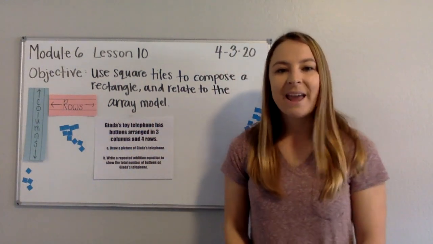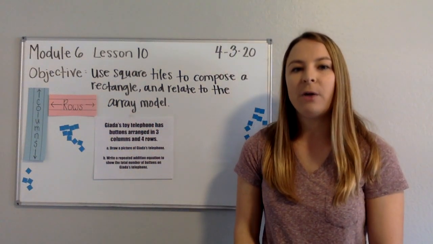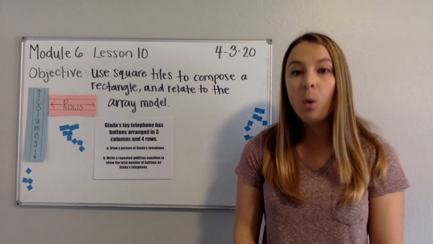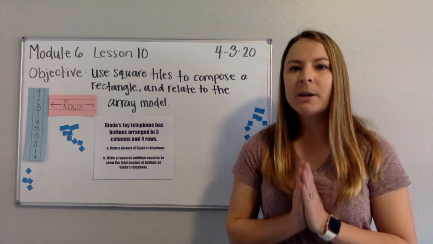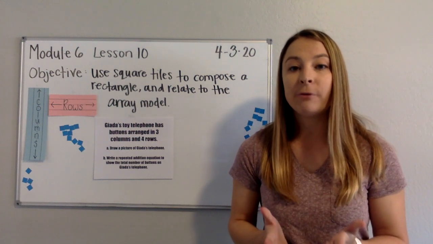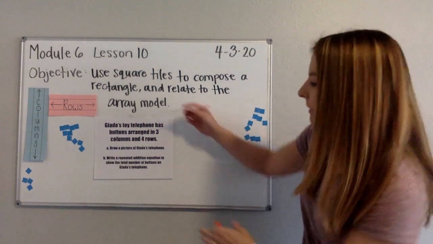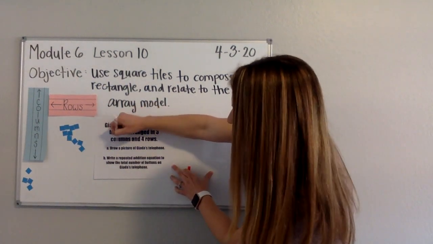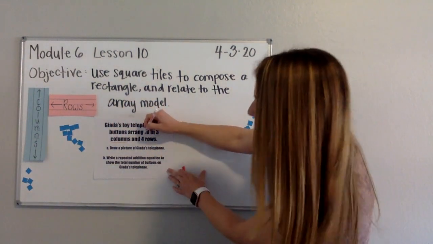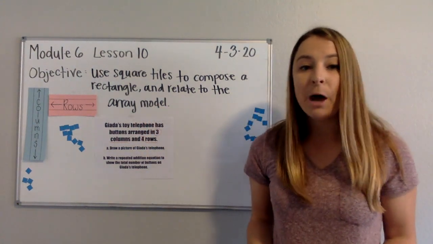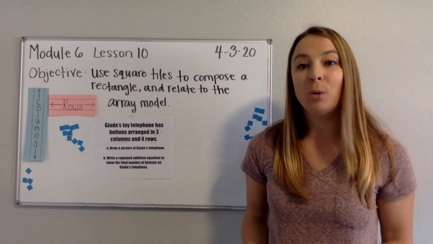My word problem today says Giada's toy telephone has buttons arranged in 3 columns and 4 rows. I'm going to stop right there first because there's some information here that's important for me to figure out. First, I know that there are 3 columns, and I know that there are 4 rows. It doesn't tell me how many are in each column or each row.